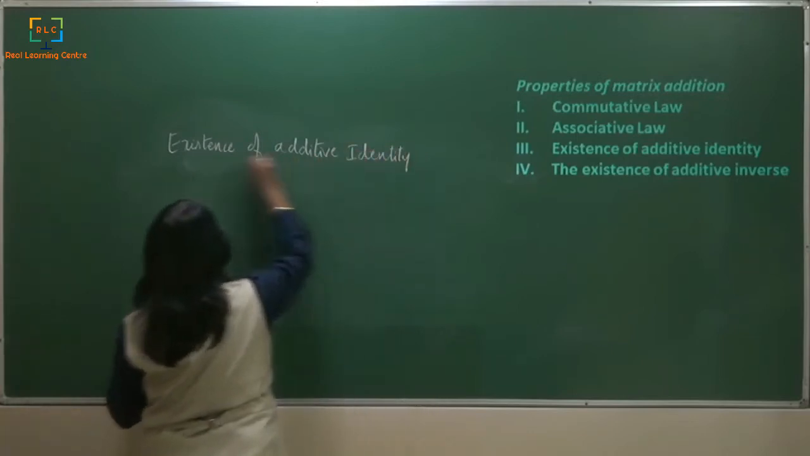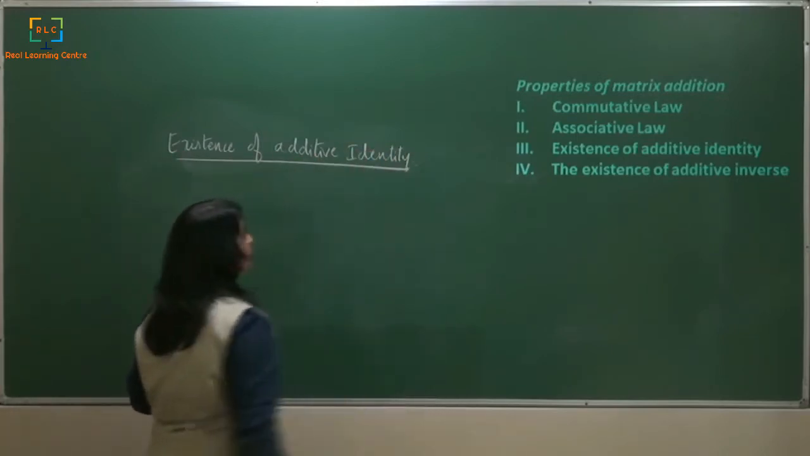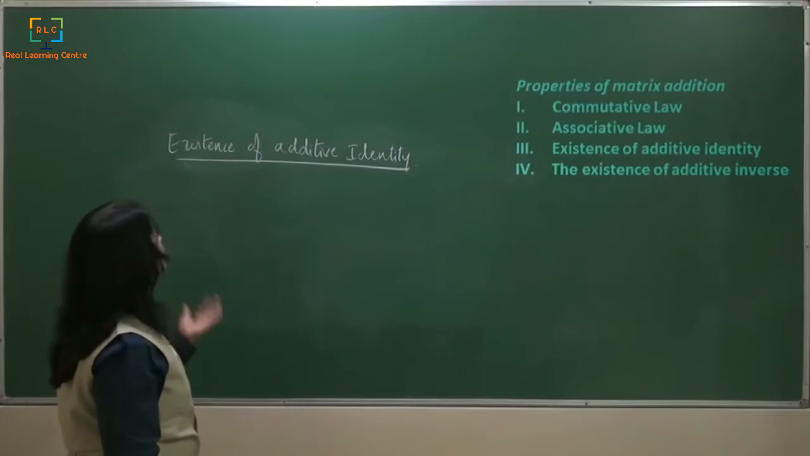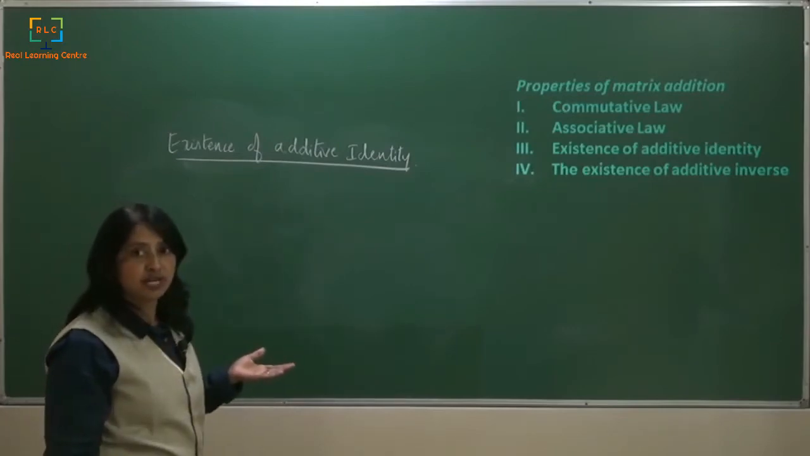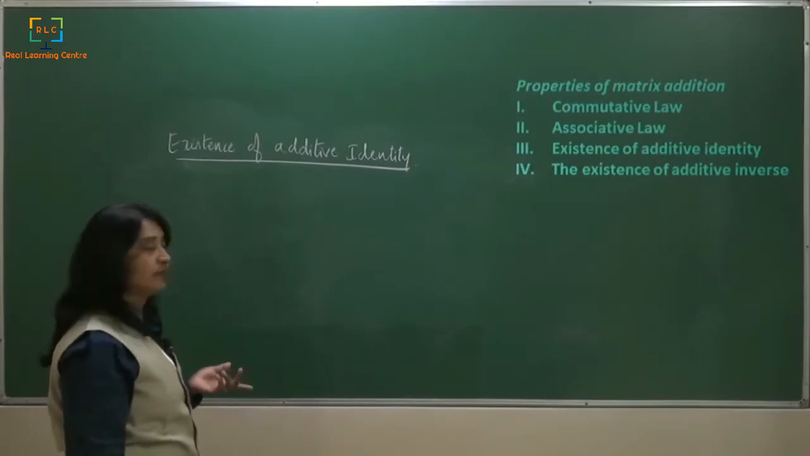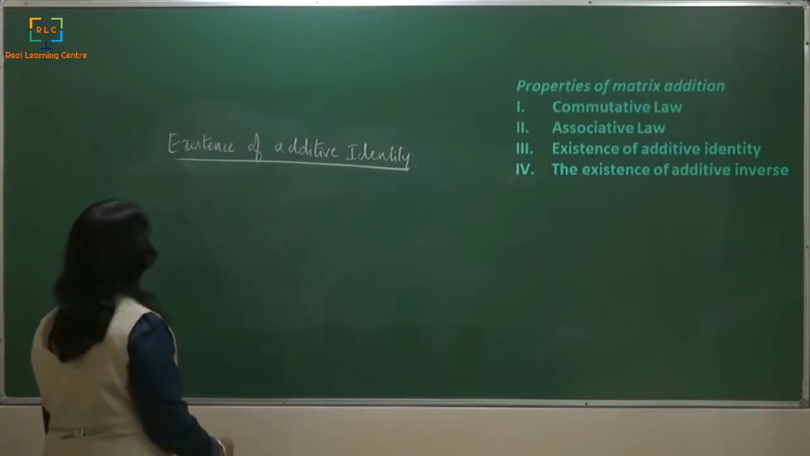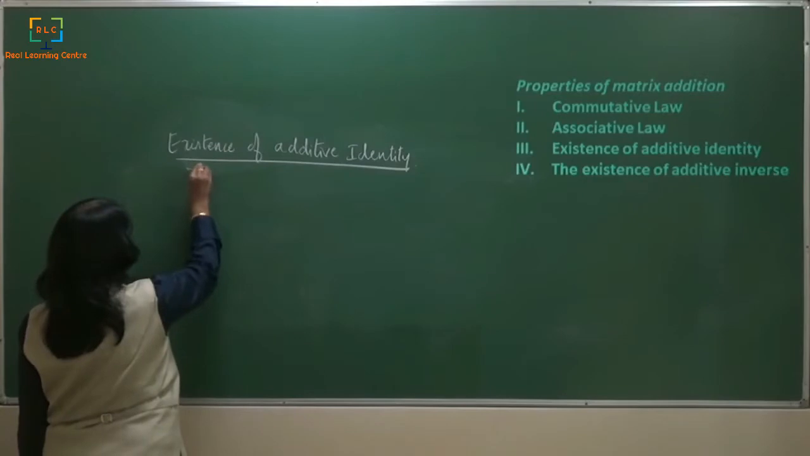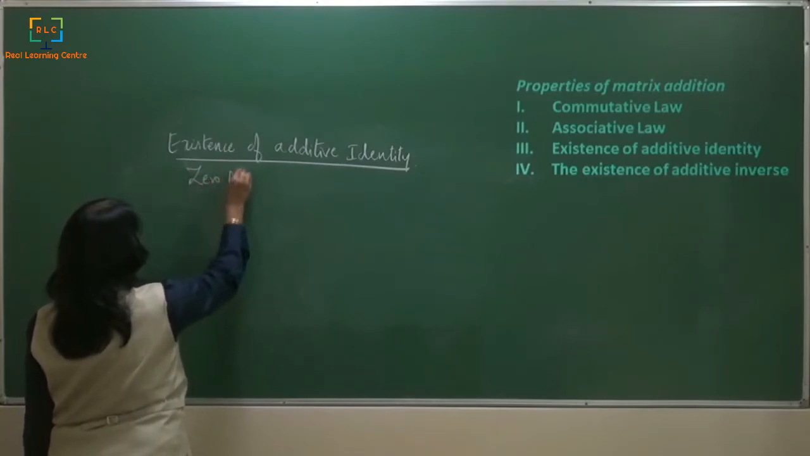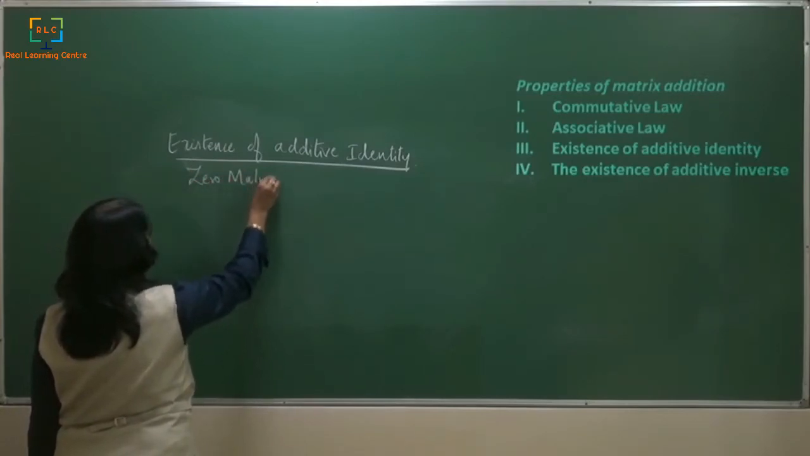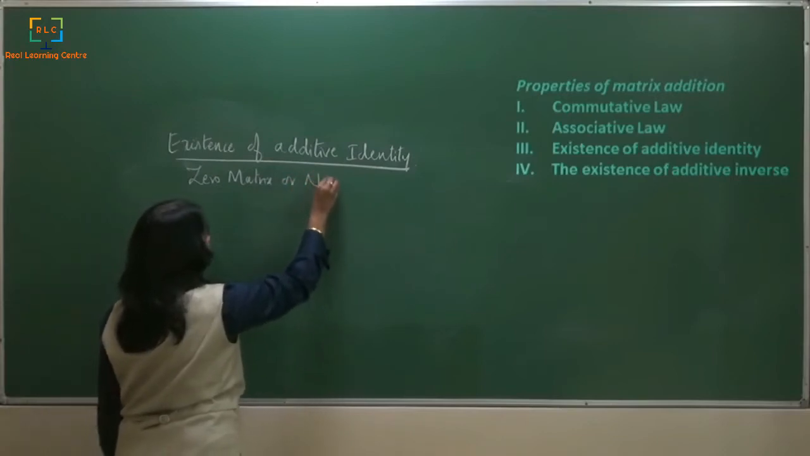You know, we don't call this identity law or identity property. We don't tell that. We call only the name. It's told only as existence of additive identity. Exists or not? First of all, yes, it exists under addition. So which is that? 0 matrix or null matrix.